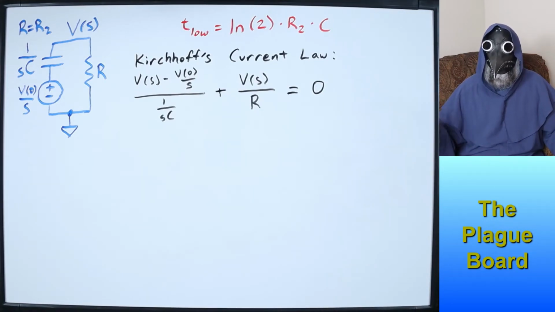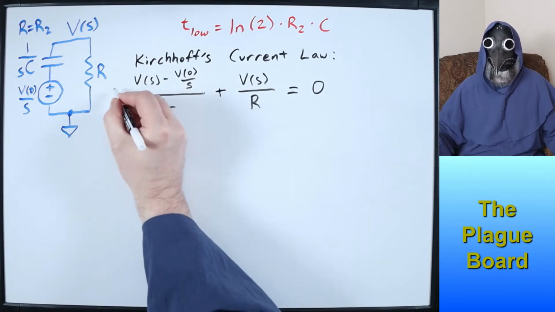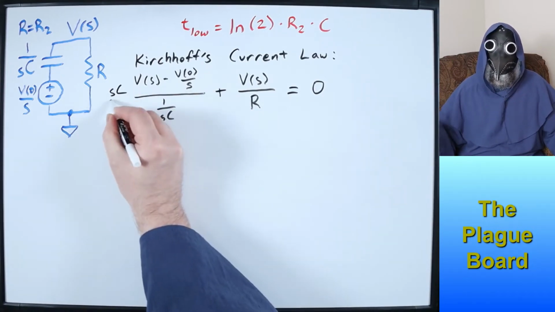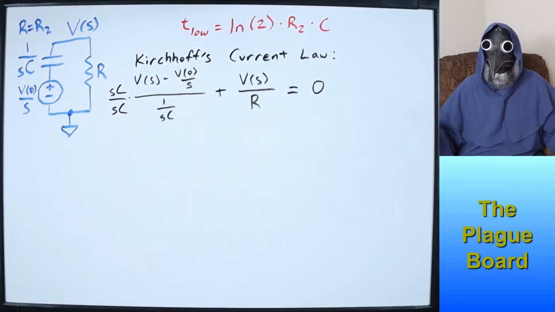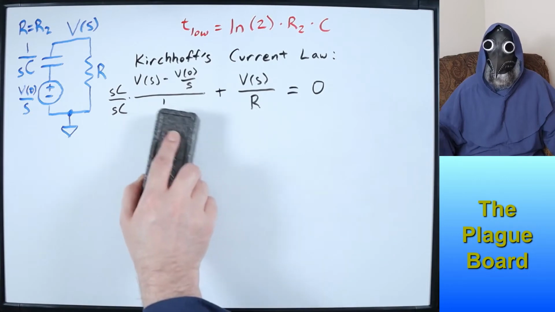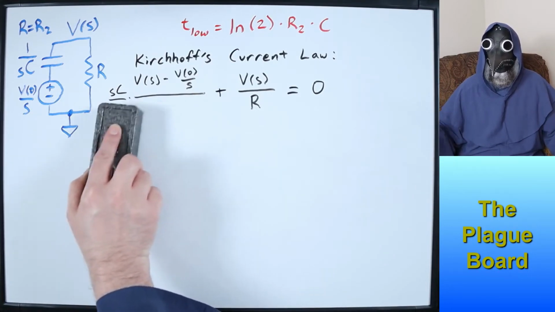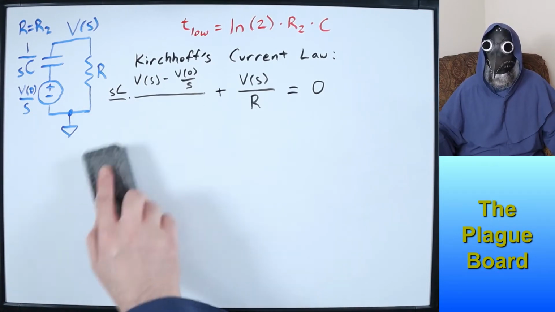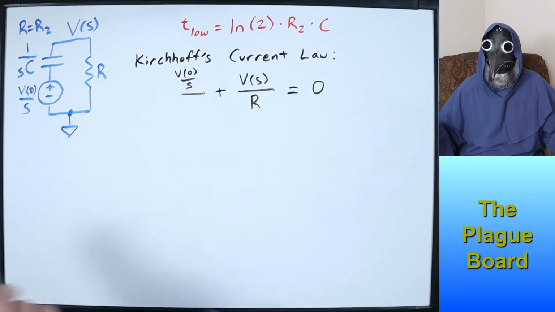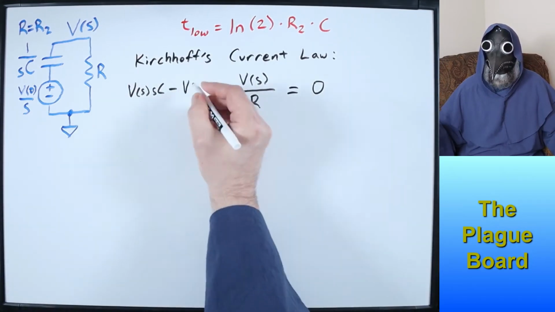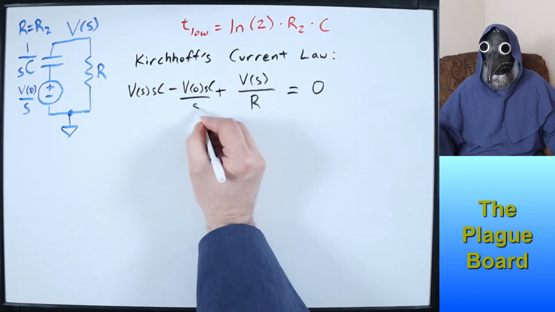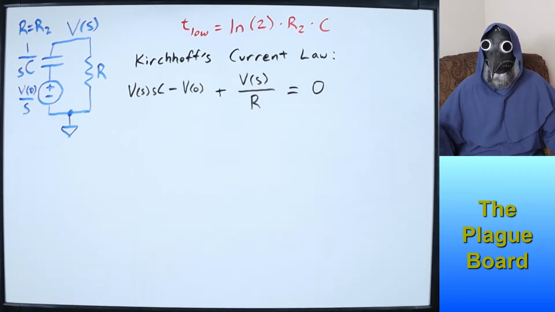First, I'll multiply the numerator and denominator of the first term by S times C. This will be the same as multiplying by 1, since SC divided by SC is 1. The denominator will disappear since SC multiplied by 1 over SC is 1. We'll multiply the SC through the numerator, giving us V of S times SC minus V of 0 times C, since SC divided by S is just C.